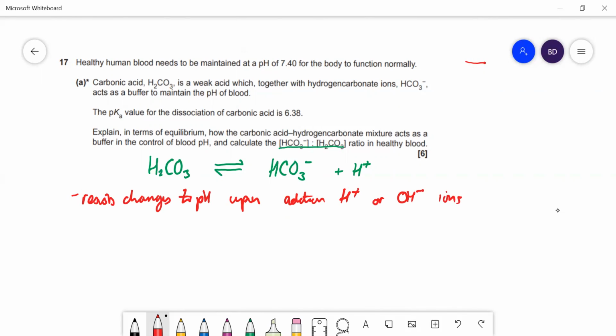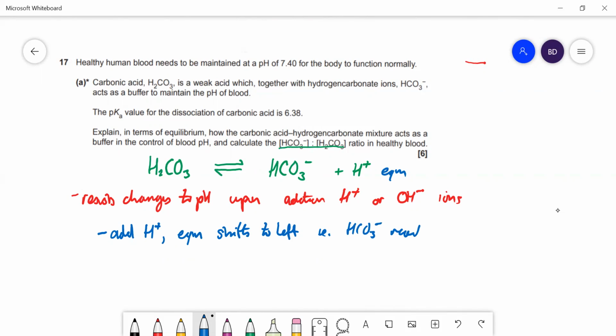What would happen if we add H plus ions? How will it resist change? Well, Le Chatelier tells us that if you add H plus ions, the equilibrium is going to try and oppose the change. So the equilibrium shifts to the left. In other words, the hydrogen carbonate will react with H plus.